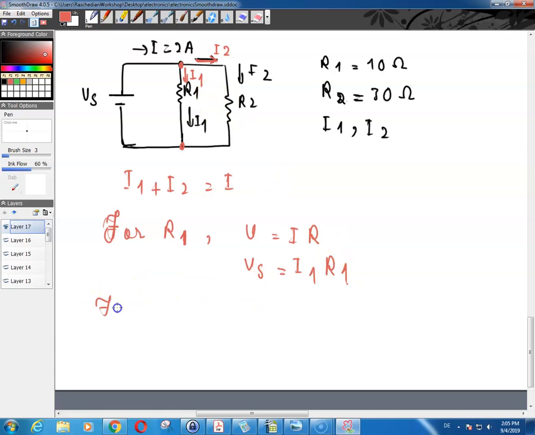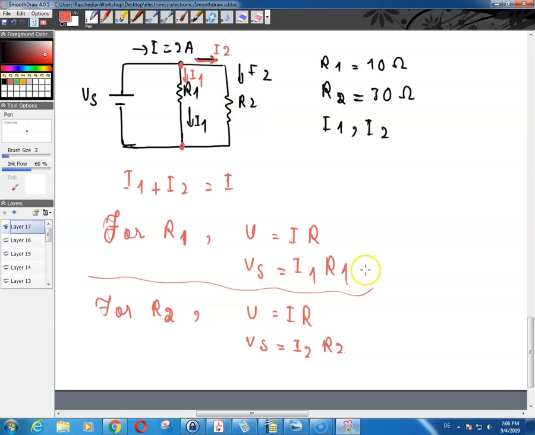Now for R2, I can write the same thing: V is equal to IR. V of S is the voltage present across the resistor, I is the current going through the resistor, which is I2, and R is the resistance of that resistor, which is R2.